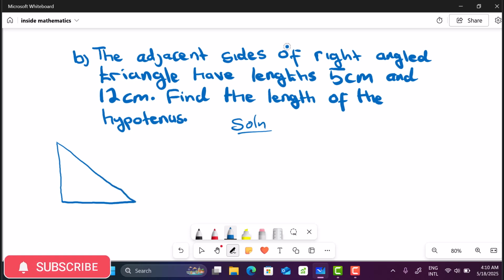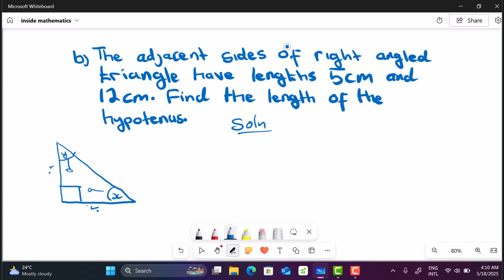Because given a right angle, this can be x, this can be y, meaning this one can be adjacent or this one can be adjacent. Adjacent depends. For y, this will be the opposite side and this will be the adjacent. For x, this will be the adjacent, and here will be the opposite. But the good thing about our question is that it did not specify anything.